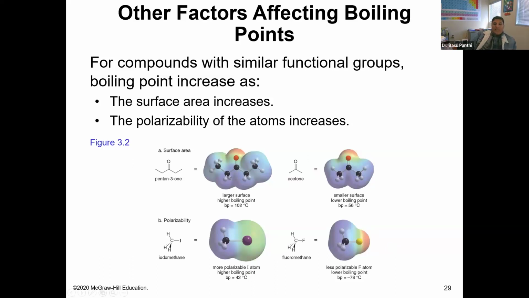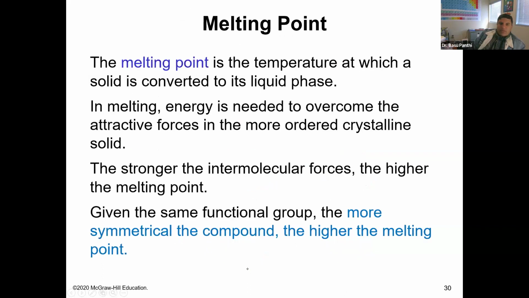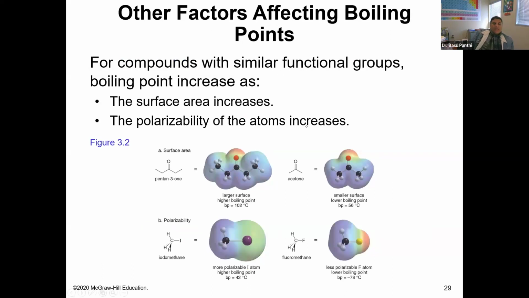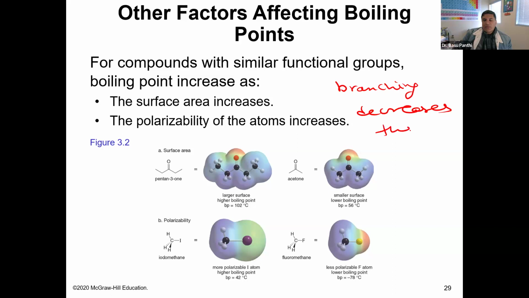So larger the surface area, higher the boiling point. Here we are talking about the bigger molecule, smaller molecule. Bigger ions, larger molecule, that's polarizable, higher boiling point. The surface area. So one thing not written here: branching decreases the boiling point. Remember that one. Branching decreases the boiling point because it decreases the surface area.